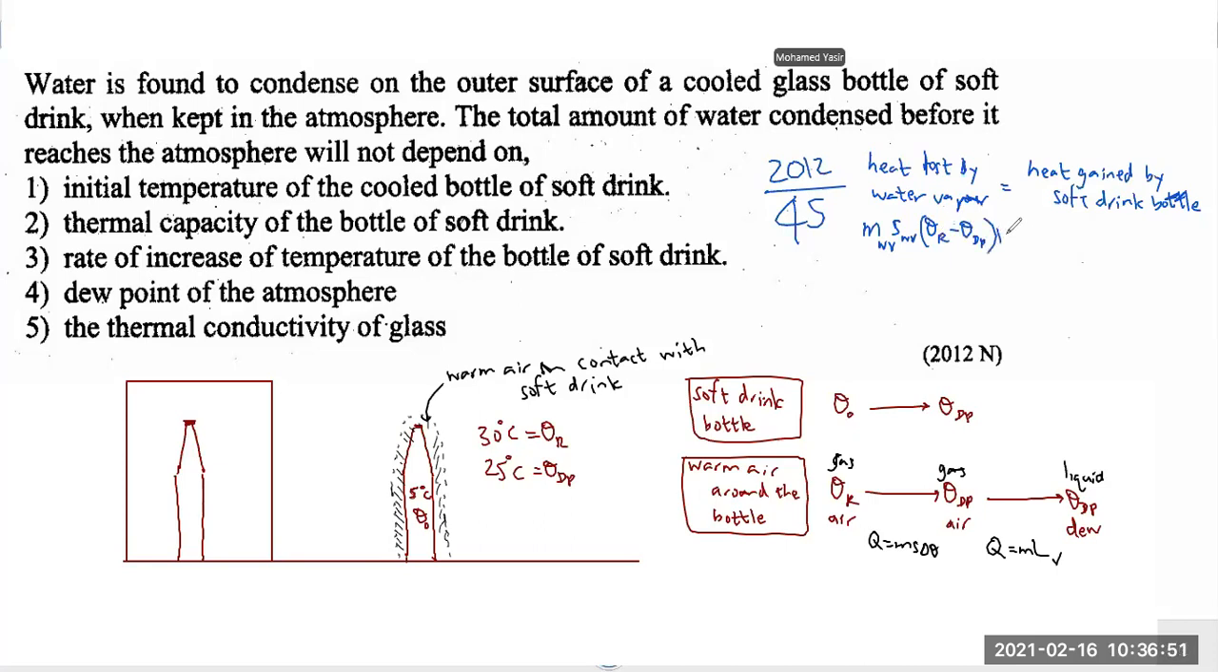Plus, what is the next part? Plus this part, that is mass of water vapor into latent heat of vaporization, because it is condensing. For that you have to write this equation.